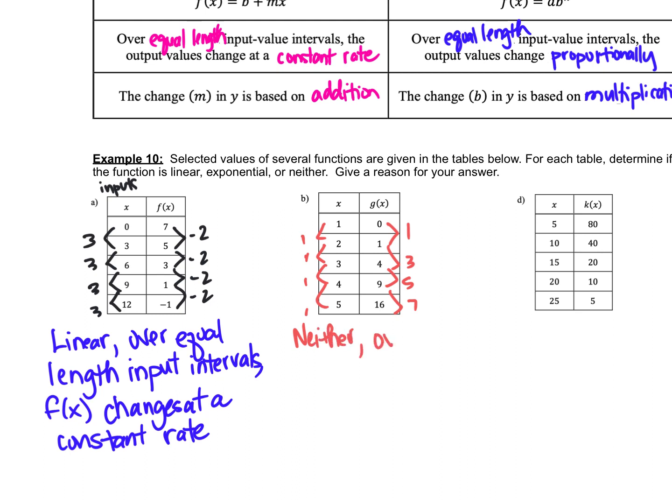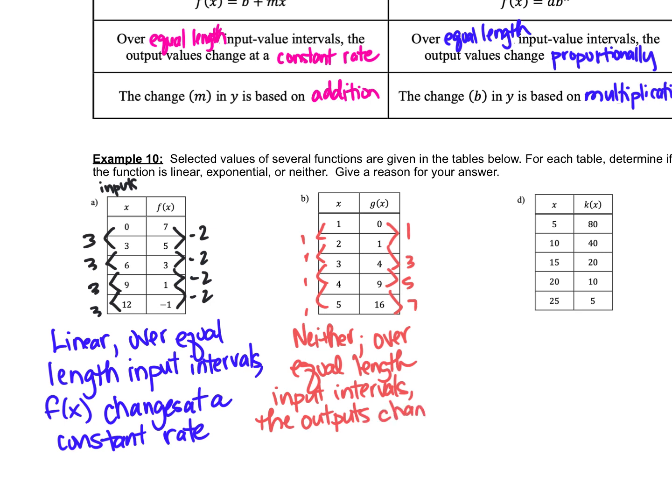Start with the first part again. Over equal length input intervals, the outputs change is neither constant nor proportional. It seems like you wouldn't have to write that many words, but I'm going to tell you they won't give you the credit of the point on the free response without them. That over equal length intervals is going to be important, and then proportionally or constant.